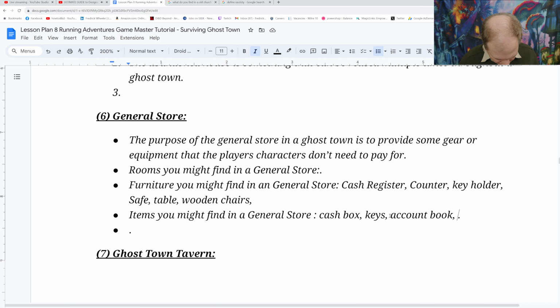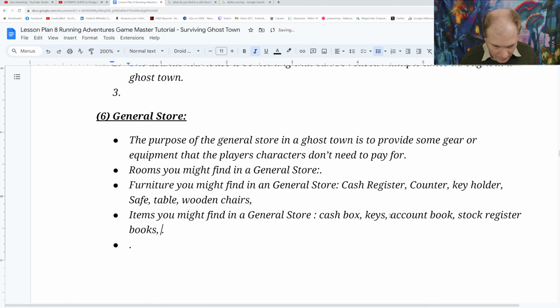What is it? Stock box, stock register books. What else? Shelves would be under furniture. And shelves is a thing. Absolutely.